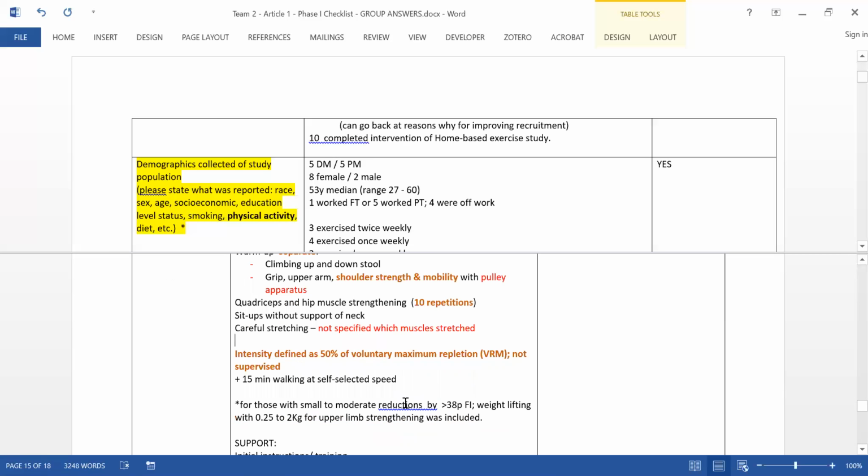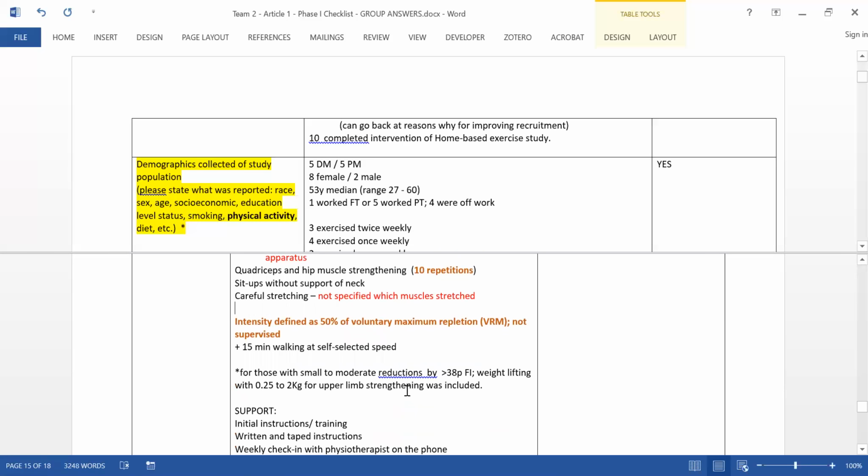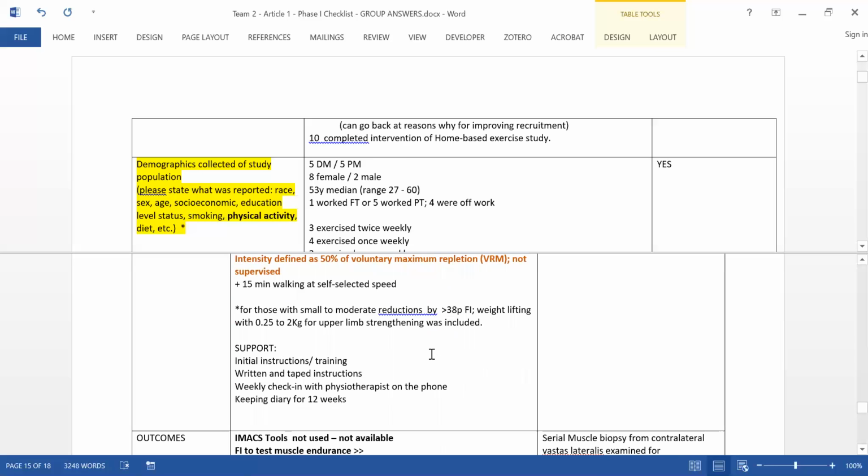And this was not specified. The intensity was defined as 50% of the voluntary maximum repetition, as unsupervised. For patients with moderate reductions, meaning a little bit more, they had an additional weightlifting experience with additional weights, 0.25 to 2 kilograms for upper limb strengthening, and that was included.